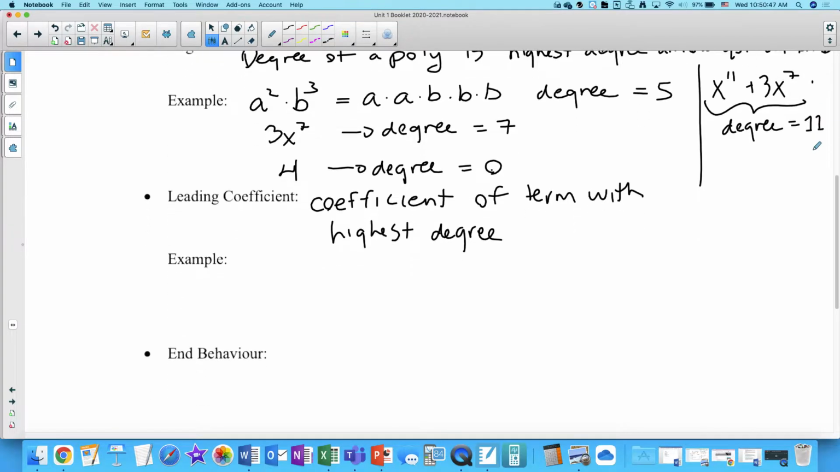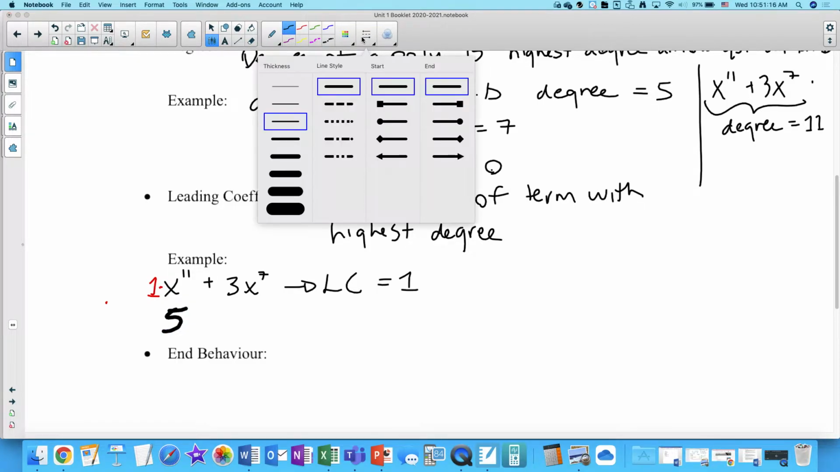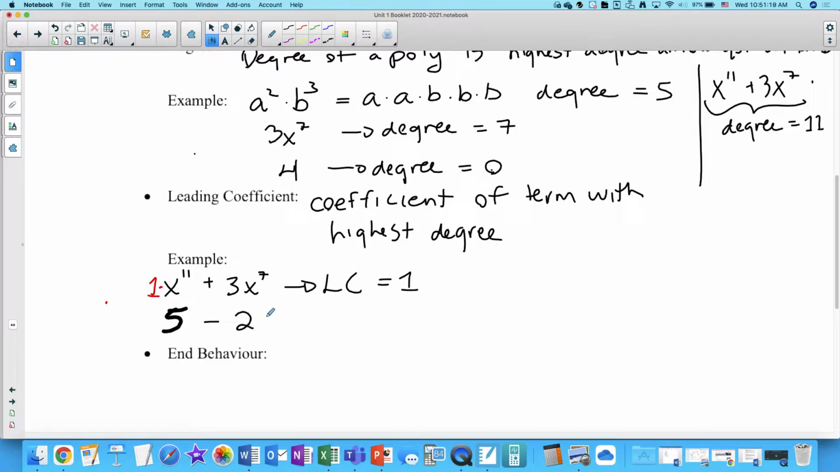Okay, so X to the 11 plus 3x to the 7. Leading coefficient is 1 because there's an imaginary 1 in front of the x to the 11. Okay? What if I had something like this? 5 minus 2x. What's the leading coefficient there?